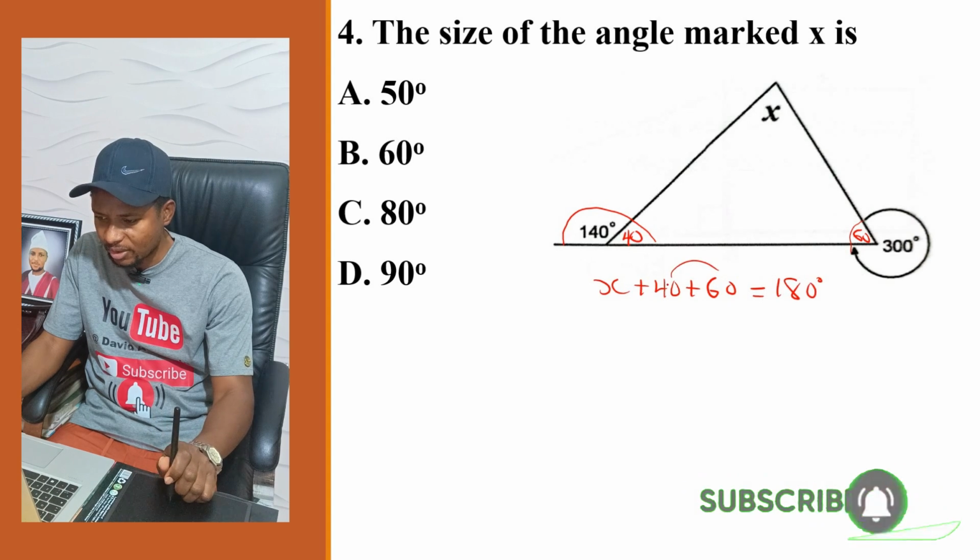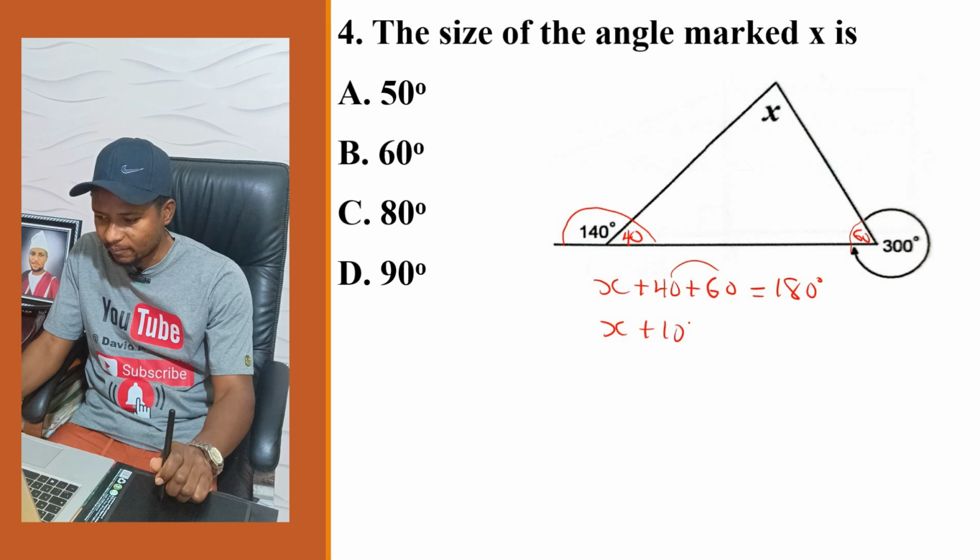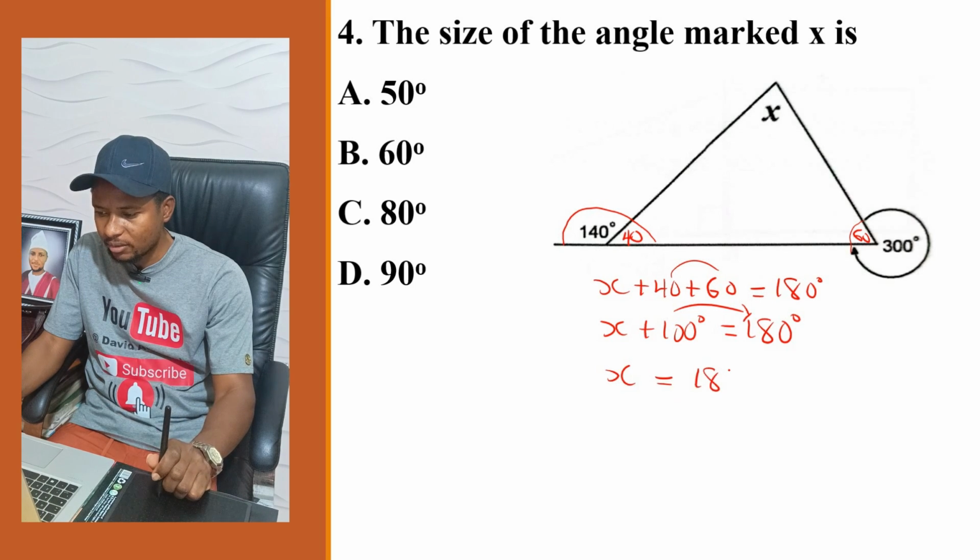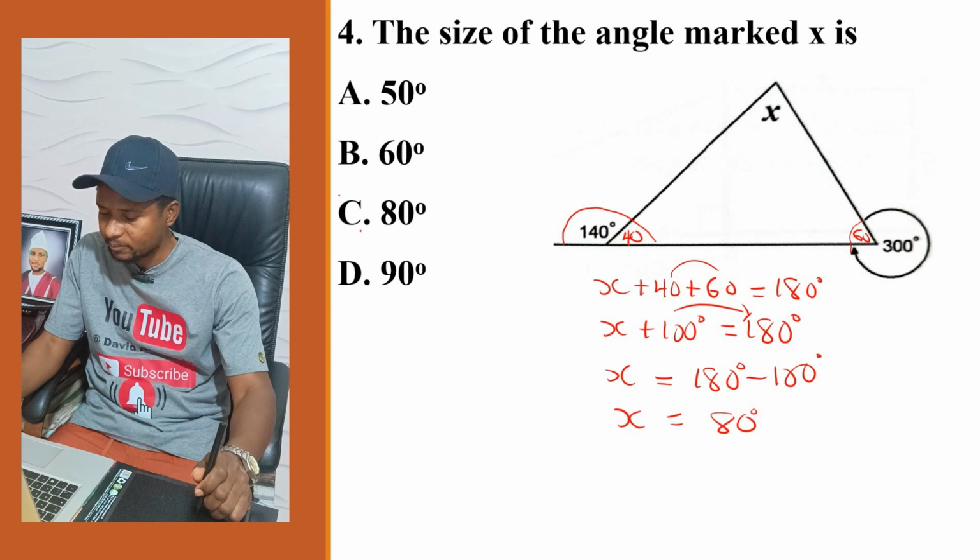So these two, when you add them up, you have 100 degrees equal to 180 degrees. Take it to the other side, and any sign that crosses the equal sign will change. So by the time you subtract, your x will give you 80 degrees, which is option C.